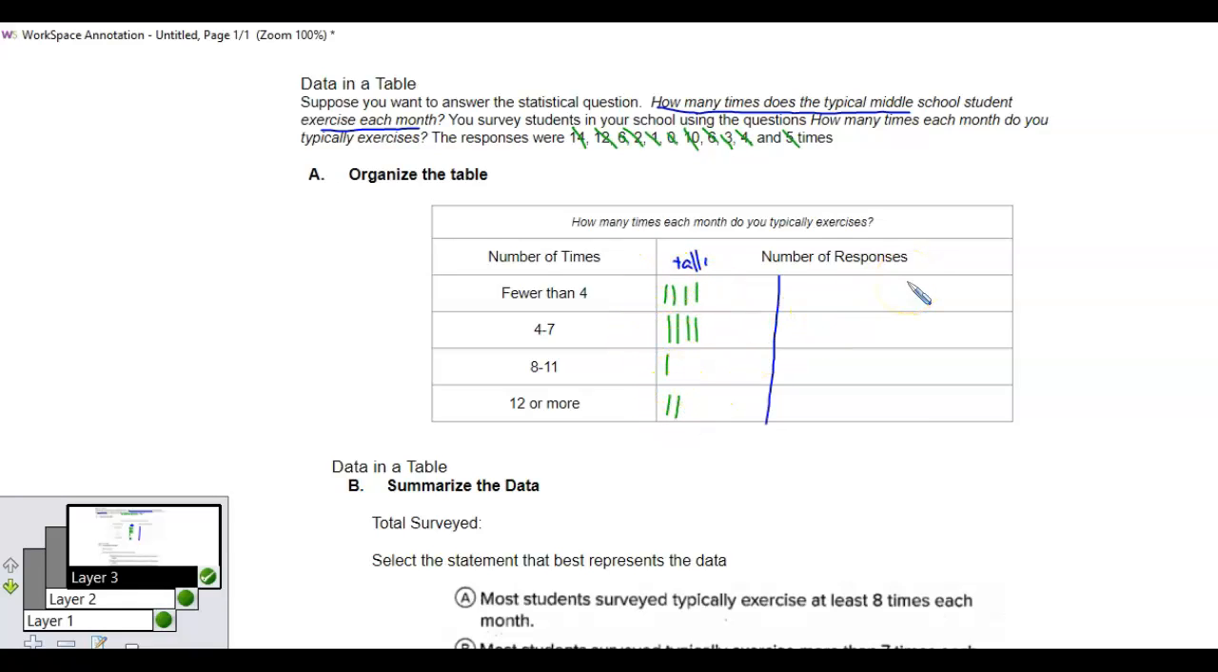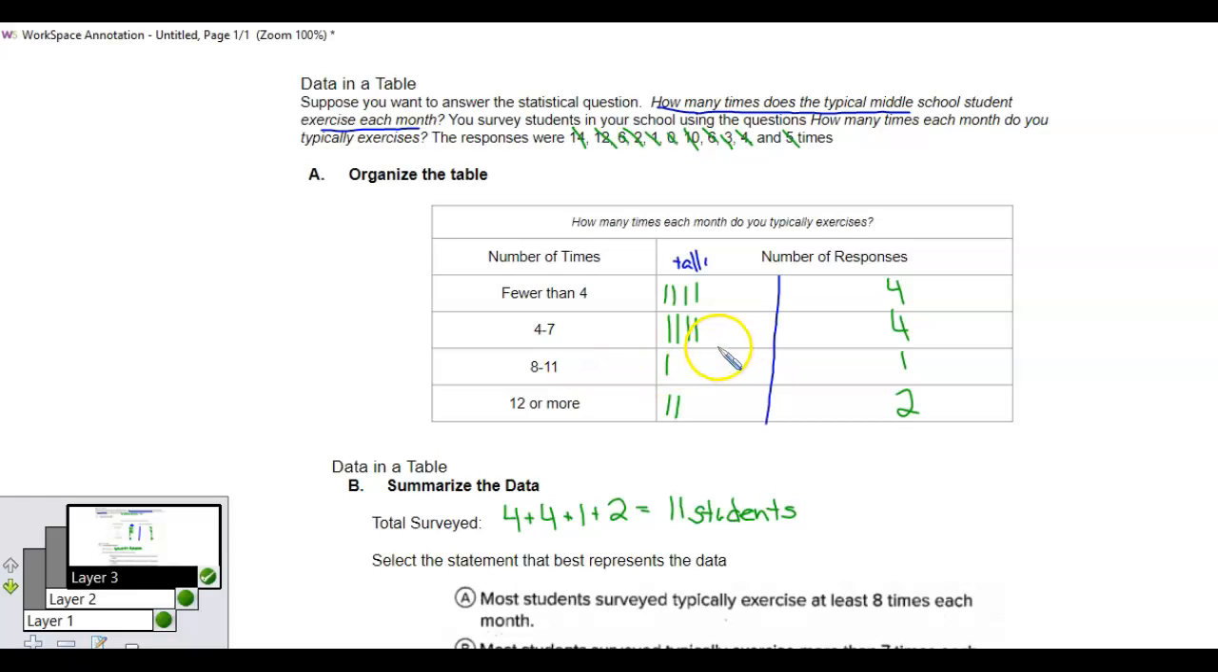You don't have to use the tallies. I use them because sometimes if the lists are really long, I lose numbers. So what does have to go in here is my totals. So 4, 4, 1, and 2. Okay, and this is going to help me summarize my data. So I have to know how many people were surveyed, which I already counted so that I'll have all my data. There were 11 students total.